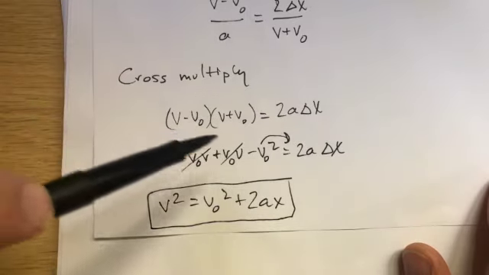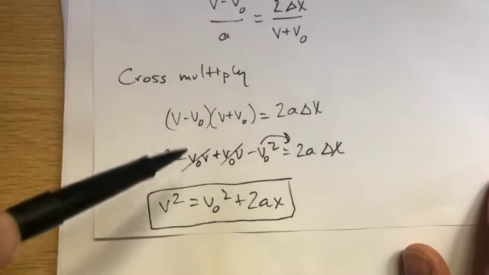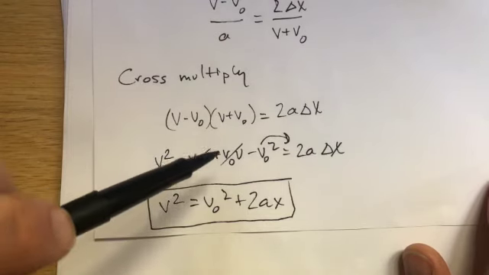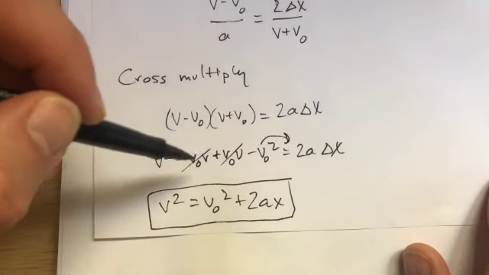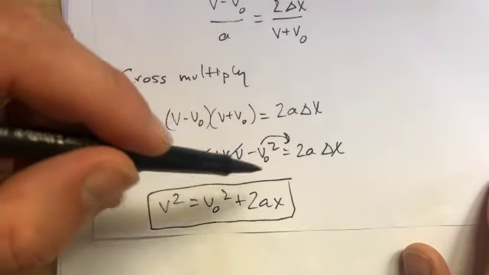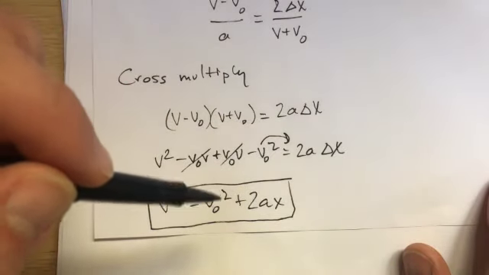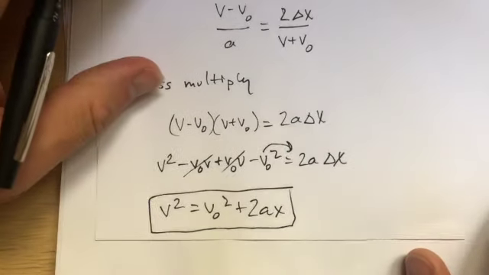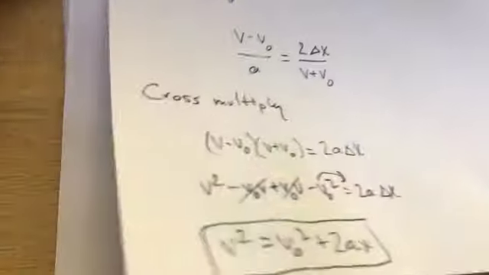And I simplify. Here, this is like a factored quadratic. So use the FOIL method: V squared minus V naught V plus V naught V minus V naught squared. These two cancel out. This is negative V naught squared. That moves across the equal sign to become positive V naught squared plus 2a delta x equals V squared. This is equation 4. If you would like a further explanation, I'm willing to explain it further.